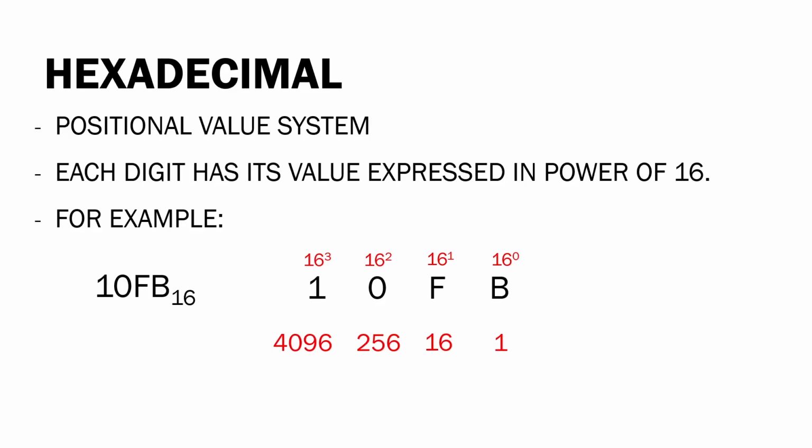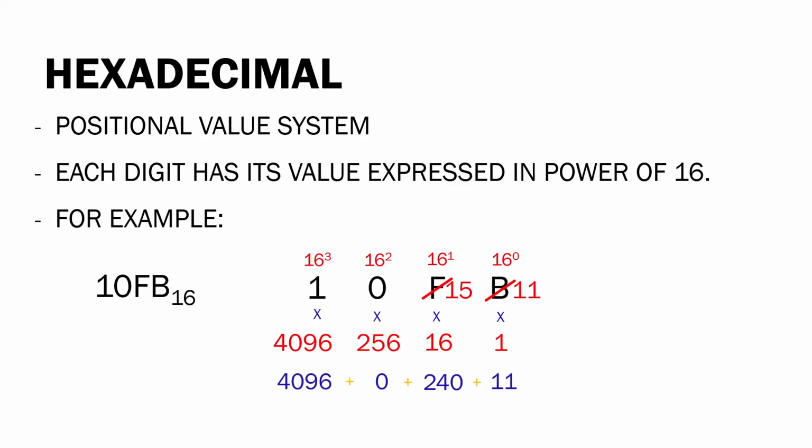Then we're going to simplify this one. We will change letter B to its corresponding hexadecimal value, which is 11. So 11 times 1 is equal to 11. Then again, change letter F to its corresponding hexadecimal value, which is 15. So 15 times 16 is equal to 240. And any number multiplied by 0 is equal to 0. So 0 times 256 is equal to 0. And 1 times 4096 is equal to 4096.